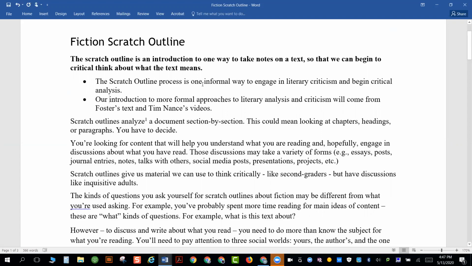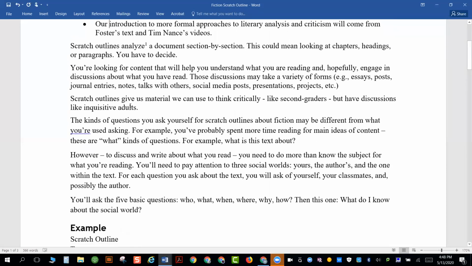So first of all, the Scratch Outline is an informal way to engage in literary criticism and begin thinking about critical analysis. Our introduction to more formal approaches to literary criticism and analysis will come from Foster's text, the chapters that you're reading there, and also these videos by a teacher called Tim Nance. As I go through this document, you use a Scratch Outline to look at a text section by section and write material that will help you think critically.